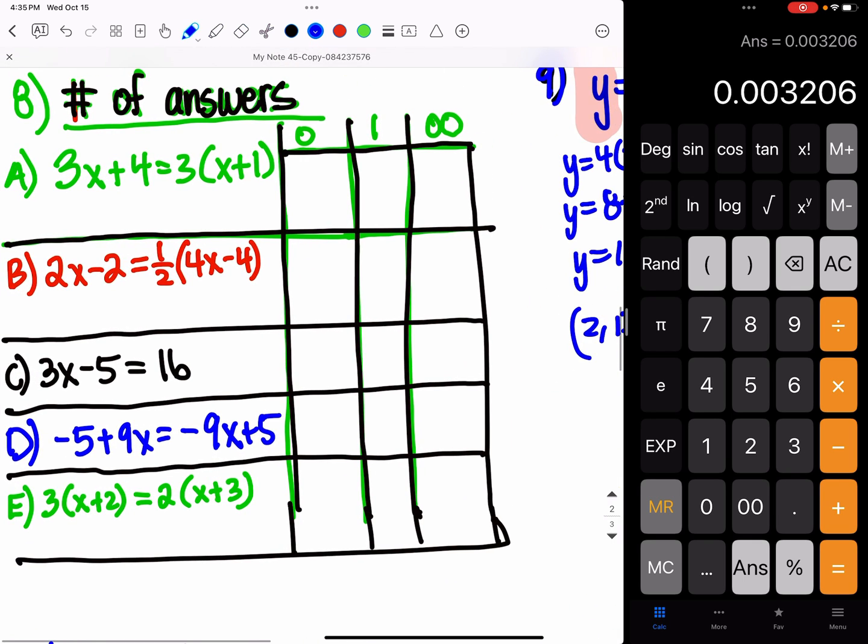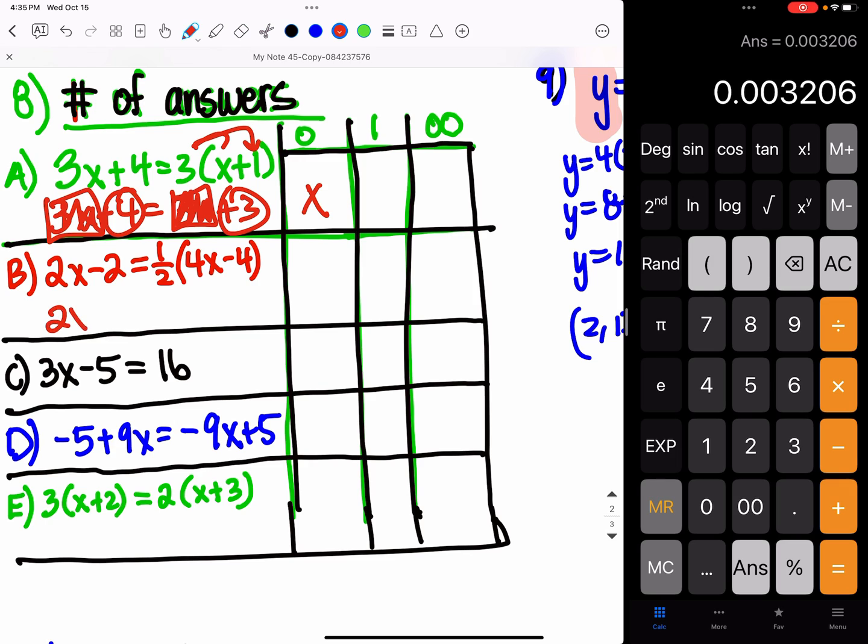All right. These ones, we have 3x's plus 4 equals 3 times x is 3x. 3 times 1 is plus 3. We have 3x's on this side. We have 3x's on that side. They kill each other off. Does 4 equal 3? No, it does not. No solutions. 2x minus 2 equals 1/2 of 4x's is 2x's. 1/2 of negative 4 is negative 2. 2x's on this side, 2x's on that side. Yeah, they kill each other off.